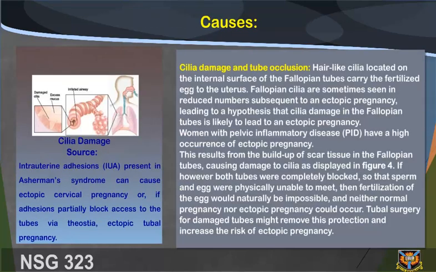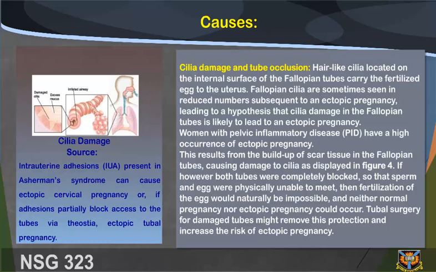Causes: cilia damage and tube occlusion. Hair-like cilia located on the internal surface of the fallopian tubes carry the fertilized egg to the uterus. Fallopian cilia are sometimes seen in reduced numbers subsequent to an ectopic pregnancy, leading to a hypothesis that cilia damage in the fallopian tubes is likely to lead to an ectopic pregnancy.